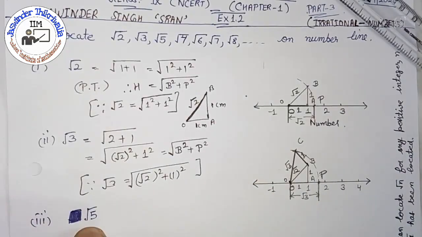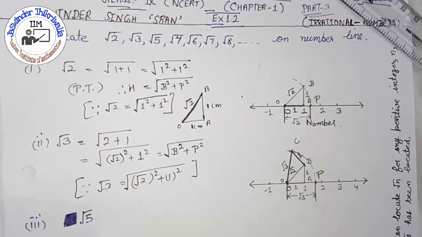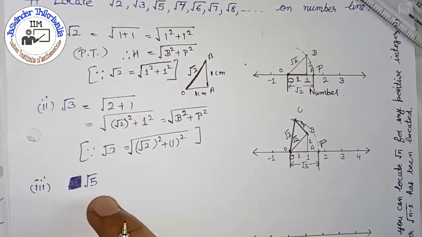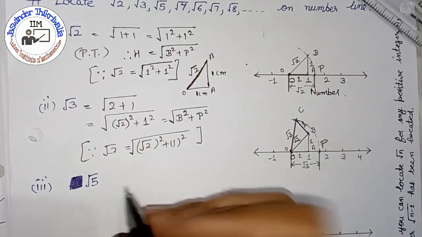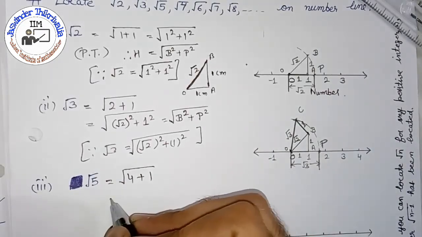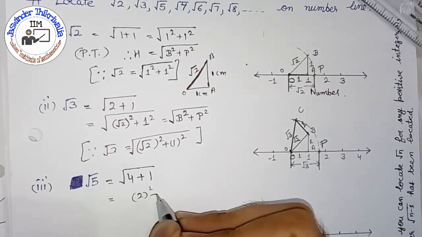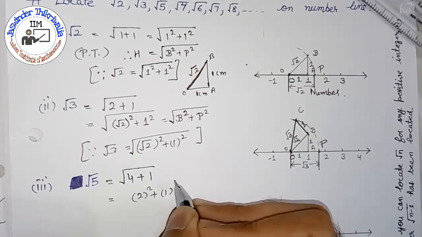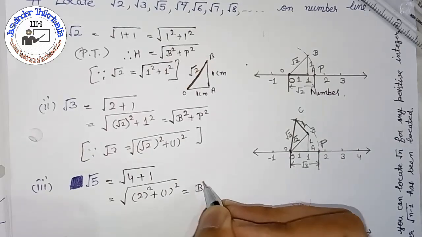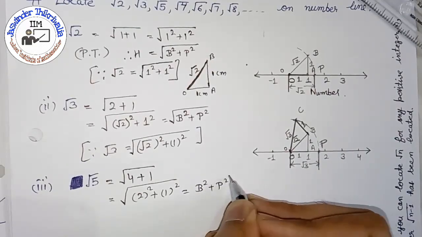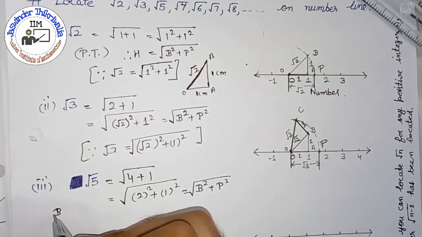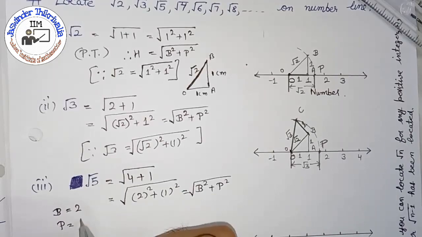Now root 5. For this, there are two methods. First of all, we will discuss the very simple method. Root 5, how can we express it? We can express it as the sum of 4 plus 1. 4 is the square of which number? 2 square, and 1 is the square of 1. So this 2 will act as the base, B means base here, P means perpendicular. So base we need 2, perpendicular we need 1.